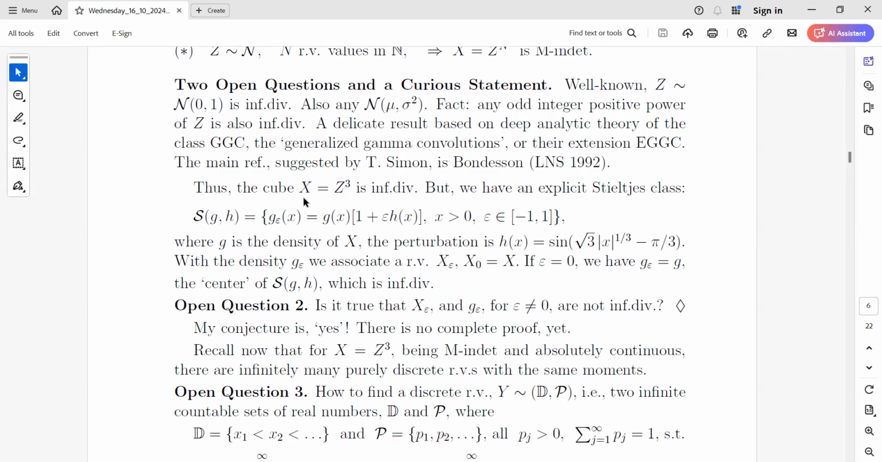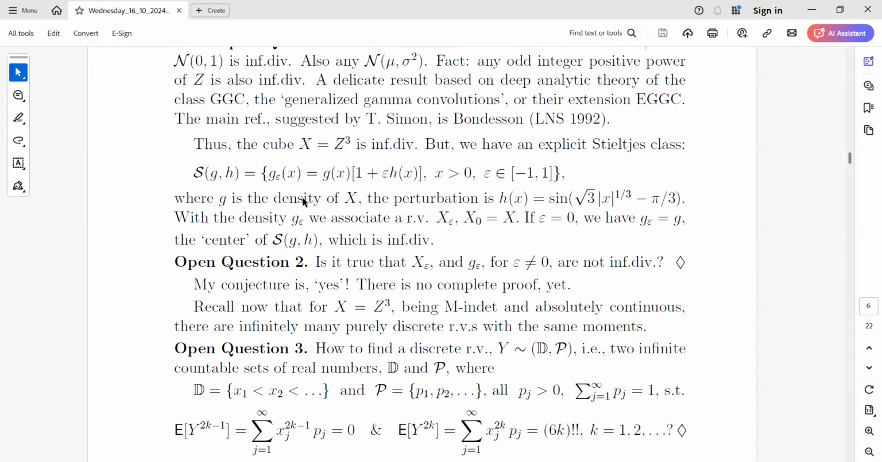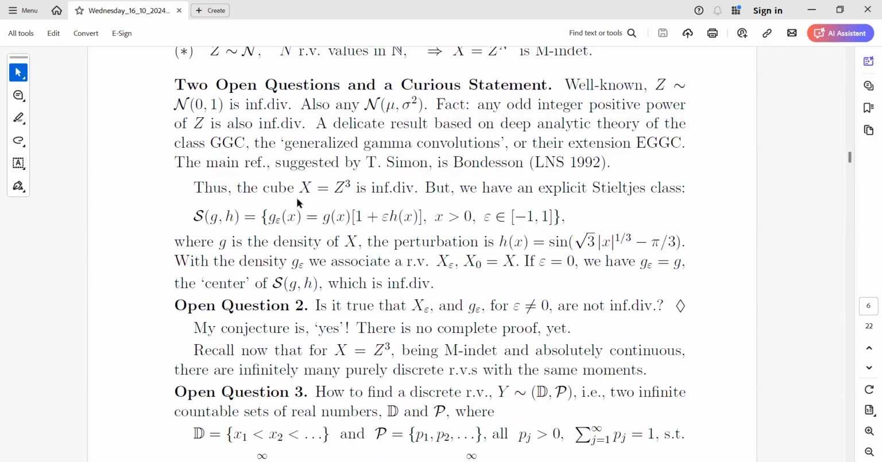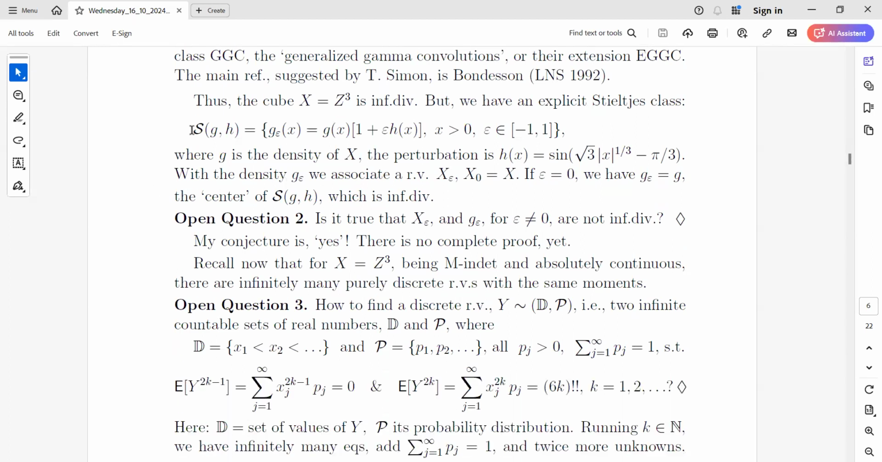Now here there are two open questions and one curious statement. It is about infinite divisibility. So we know that Z itself is infinitely divisible. I have known for several years that any odd integer positive power of Z is also infinitely divisible. And then when preparing the talk, we discussed with Gordon Lin, and we didn't find this immediately. However, our friend Thomas Simon from University of Lille promptly gave us the right reference. This is Bondesson, 1992.